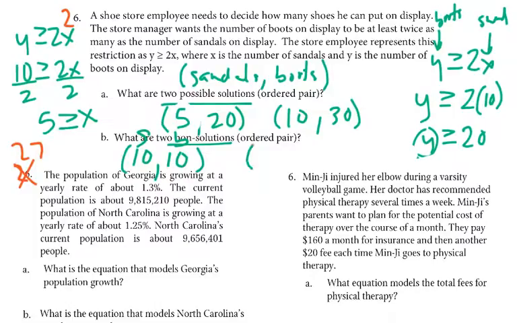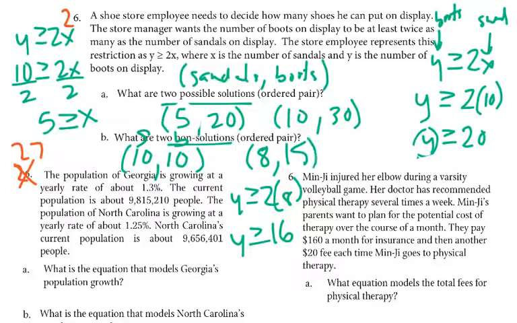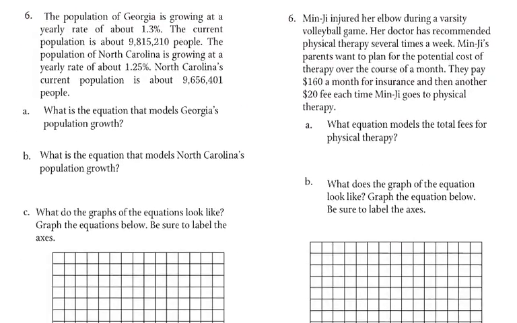So I could do another one. Let's say I wanted 8 pair of sandals. So y is greater than or equal to 2 times 8. 2 times 8 would give me 16, so y has to be greater than or equal to 16. So if it's less than 16, say it's 15, that wouldn't be a solution, because we wanted 2 non-solutions there. Alright, let's finish this out.